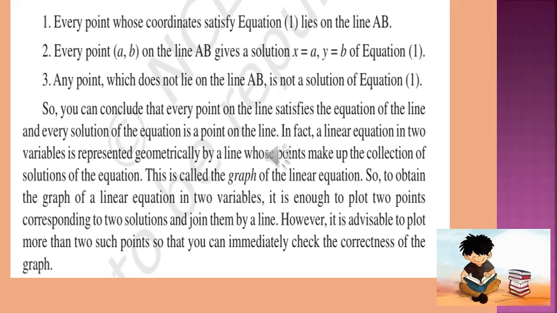In fact, a linear equation in two variables is represented geometrically by a line whose points make up the collection of solutions of the equation. So this is called the graph of the linear equation. By locating 2 or 3 points, we can draw a line. That whole line and the points which lie on that line are the solutions, and that complete line is known as the graph of the linear equation.